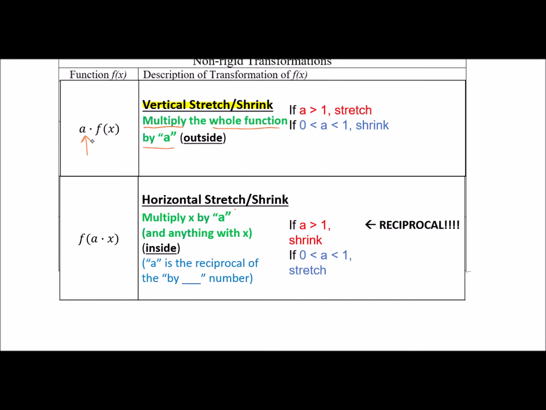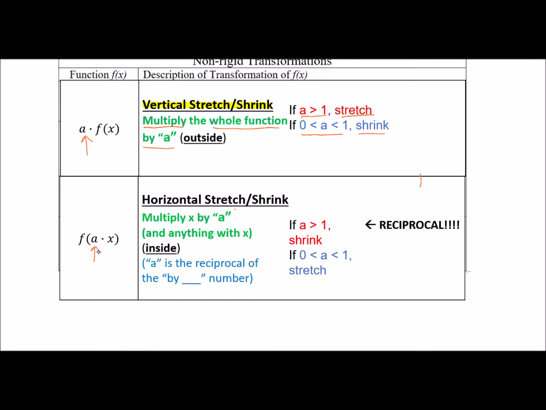Whatever you're doing a stretch or a shrink by, you're going to multiply on the outside. Not inside parentheses or absolute value bars or a square root. It's everything outside. Now, if it's a stretch, then your A will be bigger than 1. That makes sense. If you're multiplying by 2, stuff's going to get bigger. Versus when you're multiplying by a number in between 0 and 1, it's going to shrink because everything is getting smaller.